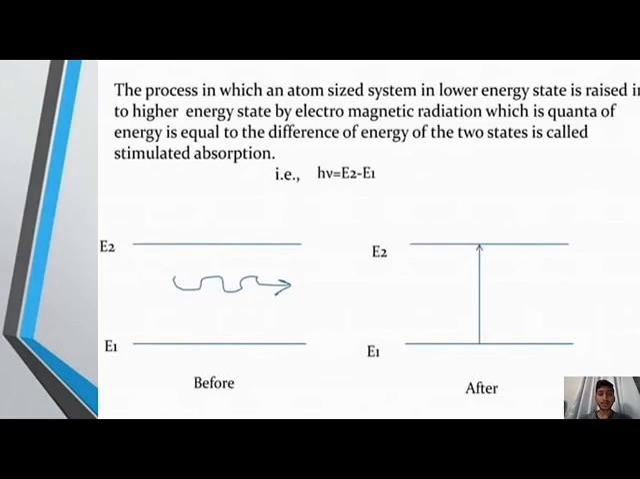First, we come across stimulated absorption. The process in which an atom in the lower energy state is raised to the higher energy state by electromagnetic radiation with quanta of energy equal to the difference of the energy of the two states is called stimulated absorption. That is, h nu is equal to E2 minus E1.